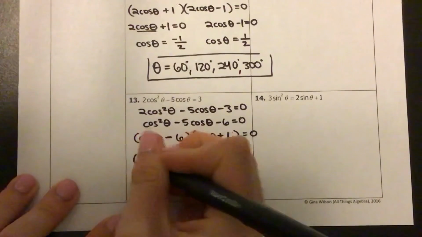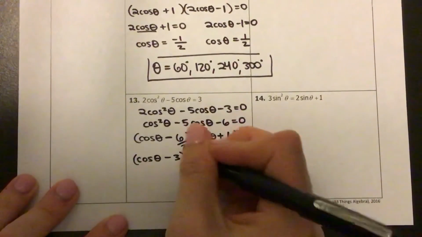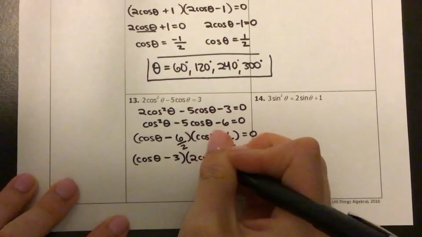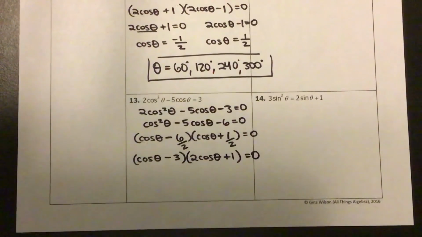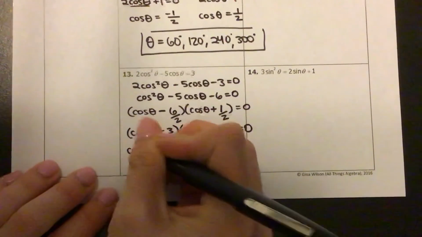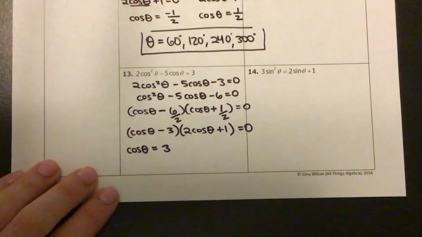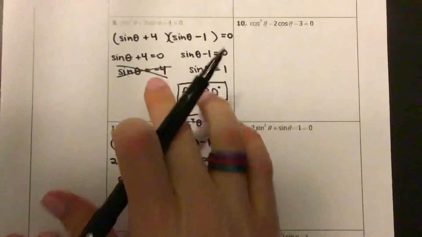So this reduces down to 3. This does not reduce at all, so that means the 2 comes back to the front, and this is my second factor. Okay, so finally, set each of those equal to 0, just like I did with the others. When I set this equal to 0, I get cosine equals 3. 3 is too big. That is not going to give me any answers, just like this one.